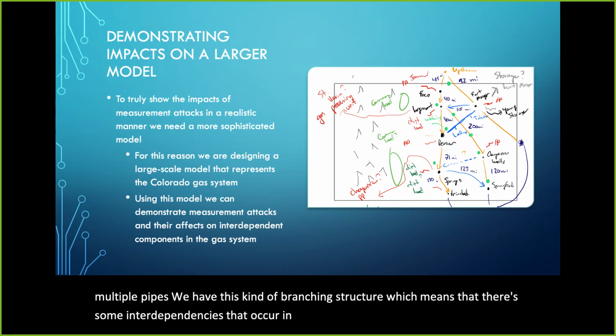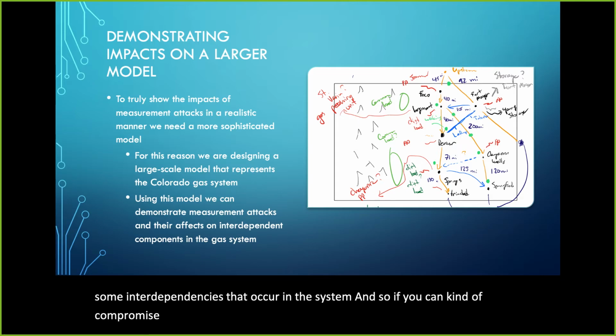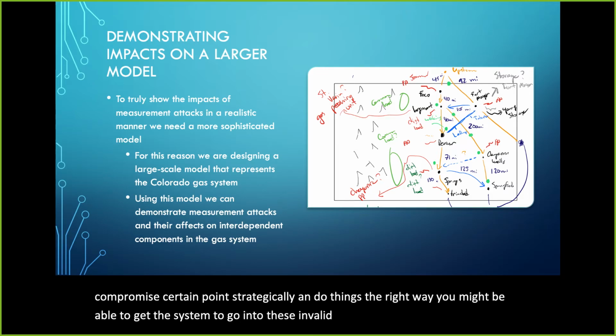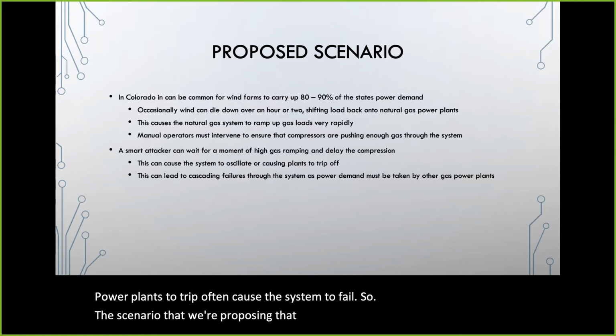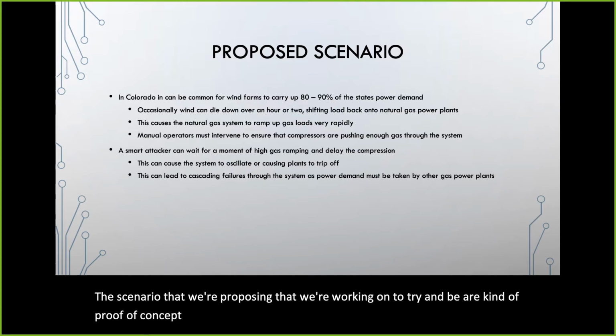And so if you can compromise certain points strategically and do things the right way, you might be able to get the system to go into these invalid states that can then cause power plants to trip off and cause the system to fail. So the scenario that we're proposing, that we're working on as our proof of concept scenario, is a measurement attack applied in a real system.